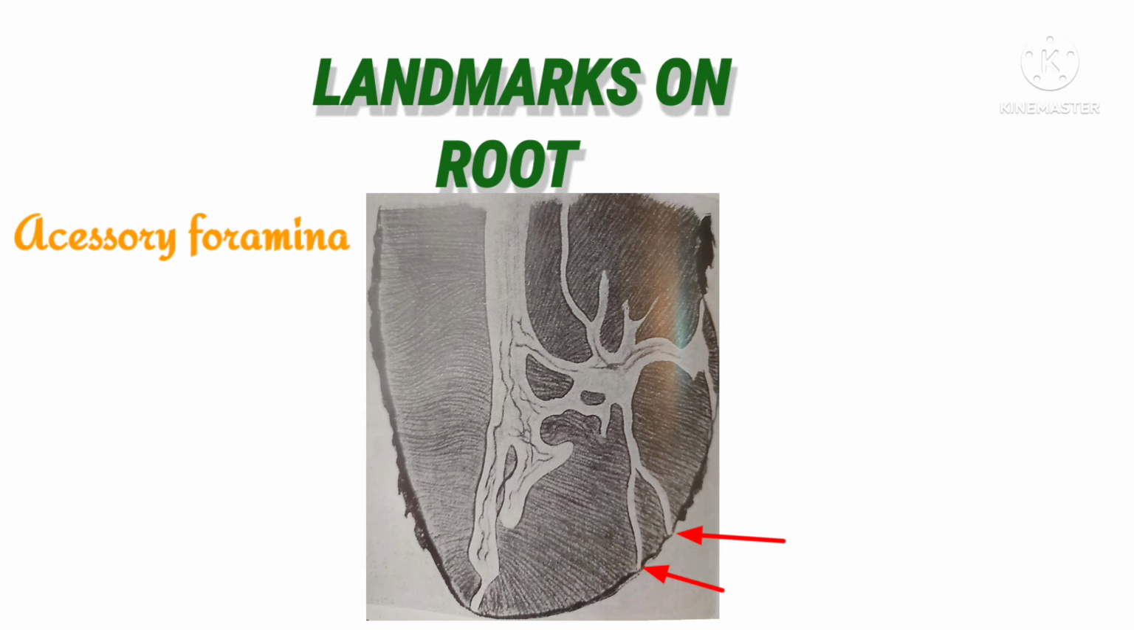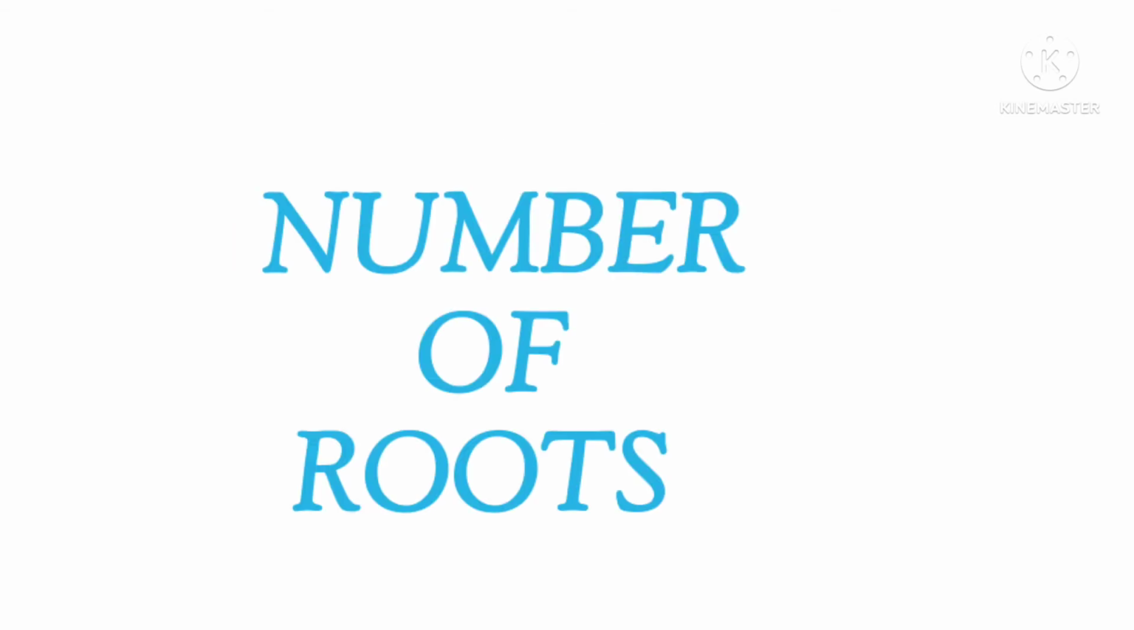Root apex is completely formed about 2 to 3 years after eruption of a tooth. And the roots of teeth may be single or multiple. Both the maxillary and mandibular anterior teeth have only 1 root each, and the mandibular first and second premolars and the maxillary second premolars are single rooted. But the maxillary first premolar has 2 roots in most cases, buccal and lingual. Maxillary molars have 3 roots, mesiobuccal, distobuccal and palatal. The mandibular molars have 2 roots, mesial and distal.